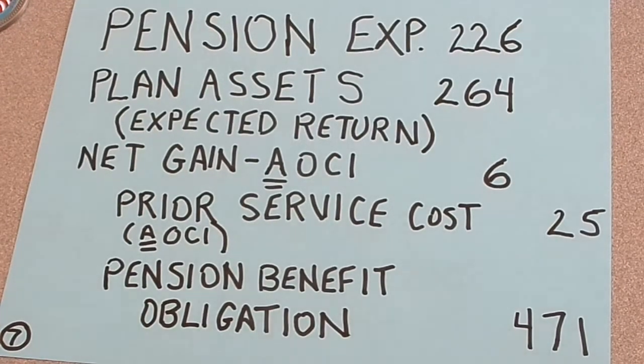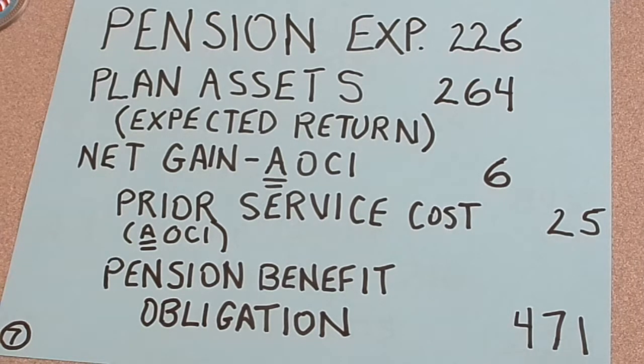So here we have debits and we have credits. For the first debit, we have pension expense. We debited 226,000. We calculated we have a new pension expense of 226,000. Expenses are debits to make them go up. So we're going to debit pension expense 226,000.